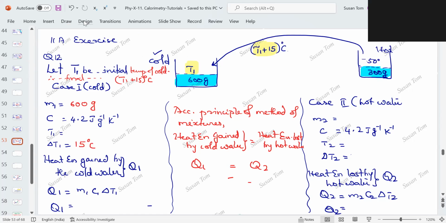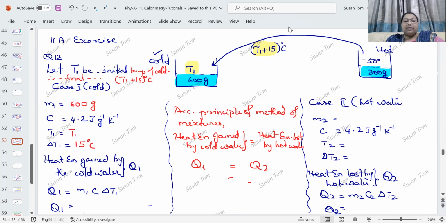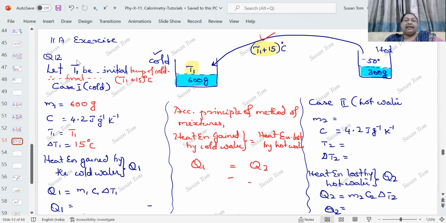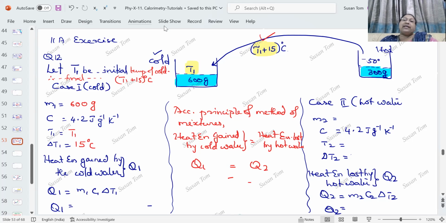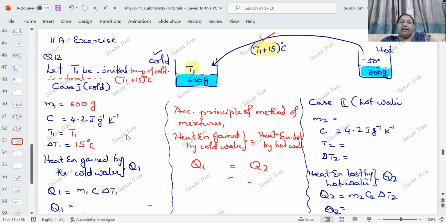But if you want to write the way that earlier we were doing, this is T1 and delta T1 is equal to T1 plus 15 minus T1, which is 15 only. From the sentence, it's clear that the raise in temperature is 15 degrees. So directly you can take that as 15 degrees. Is it fine?